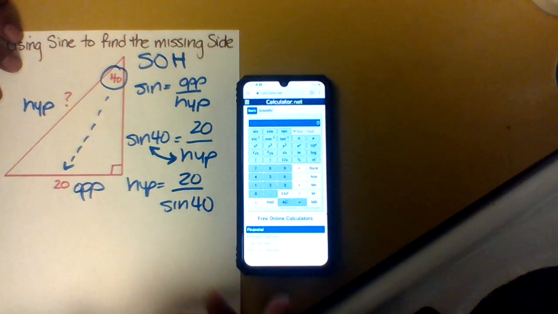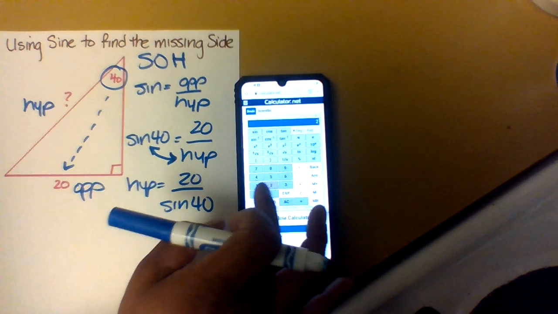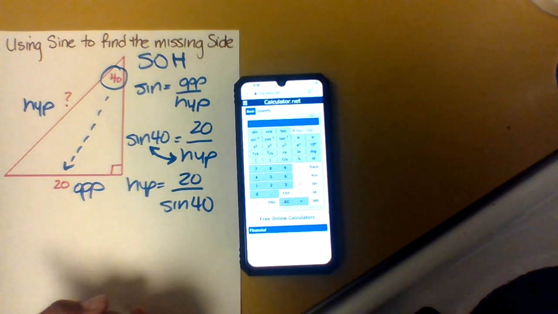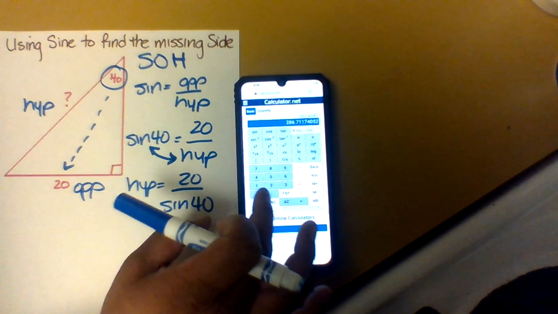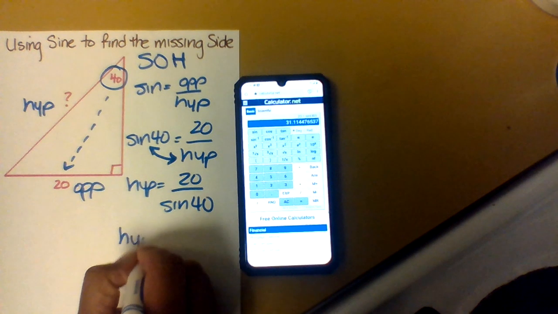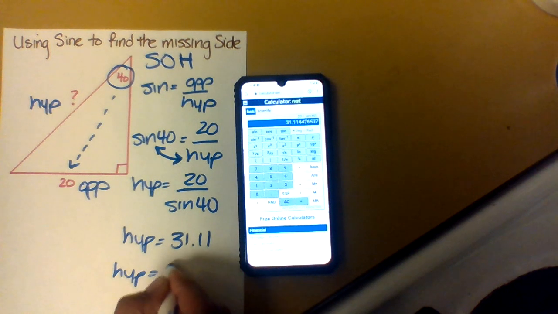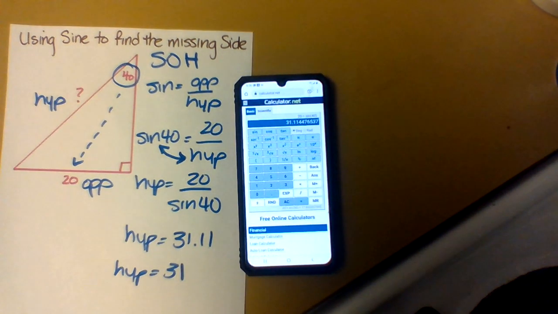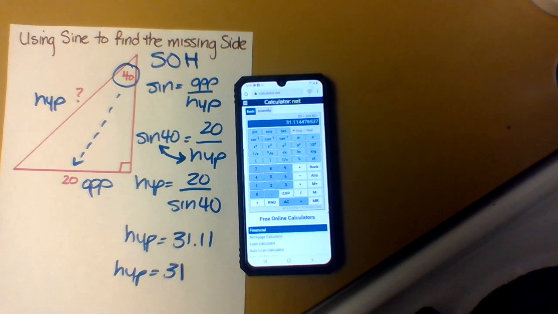Well, if we plug those in now, watching the calculator how we do it this way, we go 20 divided by the sine of 40, and we get that the height equals 31.11 or equals 31. And that's it for using the same ratio, the sine ratio, but doing two different things, where in one we know the opposite side and in one we know the hypotenuse.